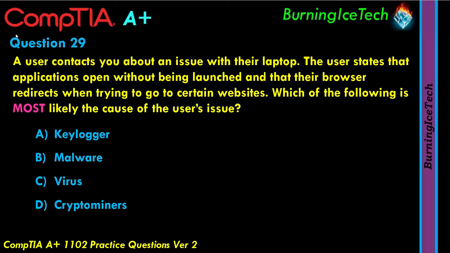It could be B, which is malware. Malware could be a lot of things. Malware is a category. Malware includes keyloggers. It includes viruses, which is answer C there. It includes ransomware, adware, and you name it. It includes all of them. So malware is a very wide net I'm throwing. So far, the answer could potentially be B.